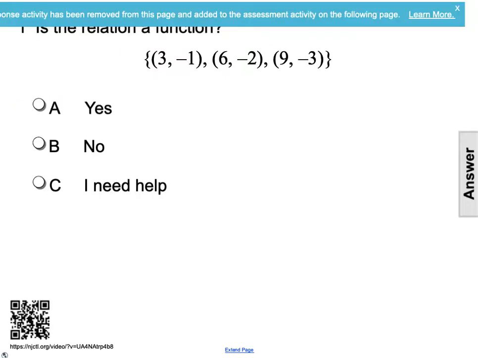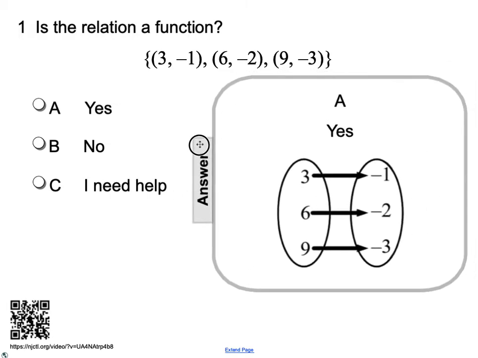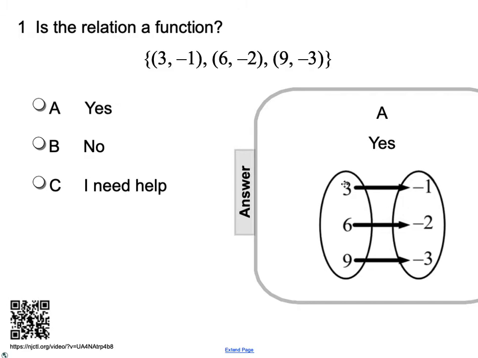Now let's test your knowledge and see if you're getting these questions correctly. Let's pause the video real quick and read the question. In 3 seconds, I will reveal the answer. The question is, is the relation a function? (3, -1), (6, -2), and (9, -3). Yes, no, or I need help? The answer is yes, it's a function, because each domain value is assigned to only one range value.